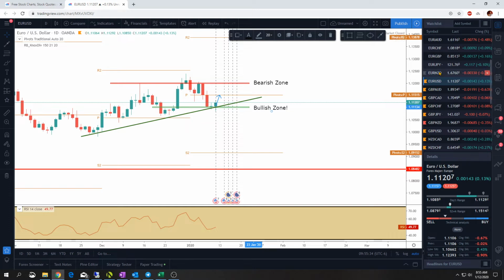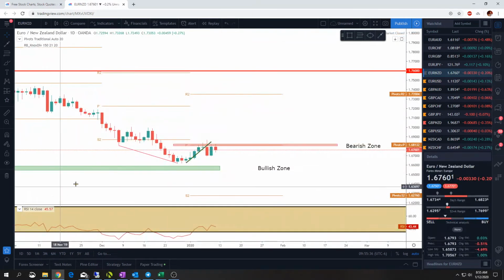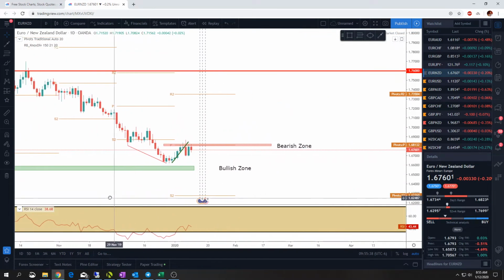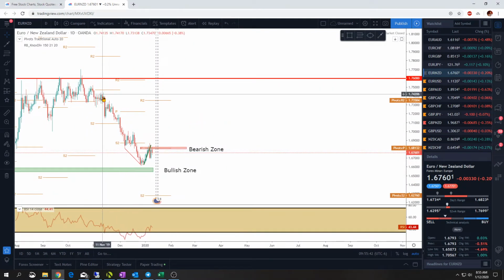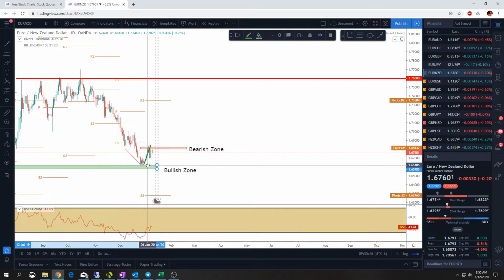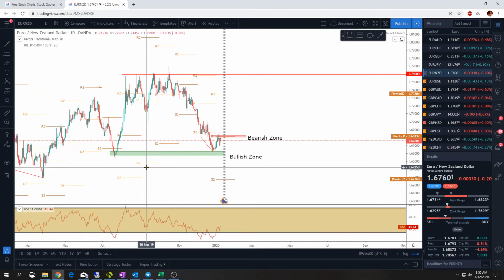So let's do Euro NZD. All right, so we have this bearish trend. We got into this bullish zone. We got a retracement, and as you can see, I put a smaller one. I was looking at we got divergence, so we got bullish, hit the pivot, and now price is going to decide what it wants to do.